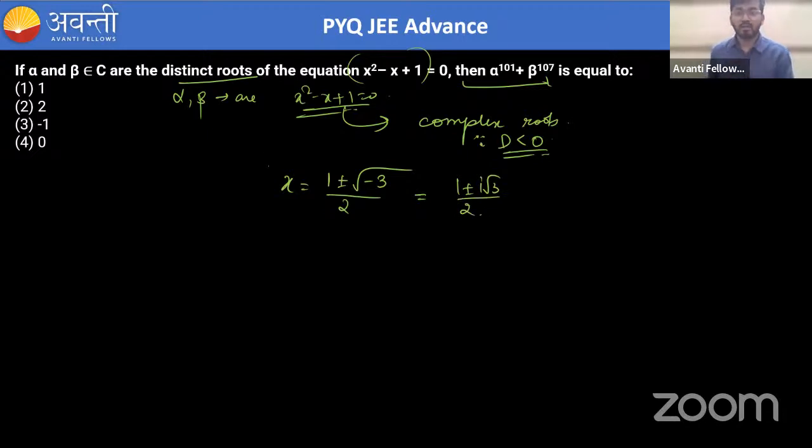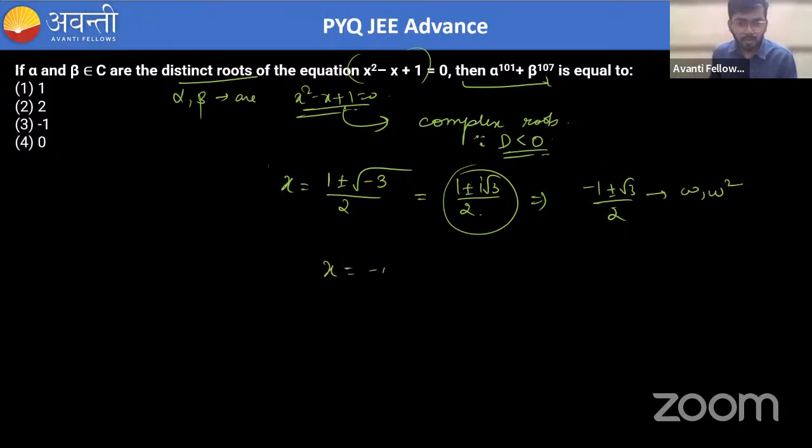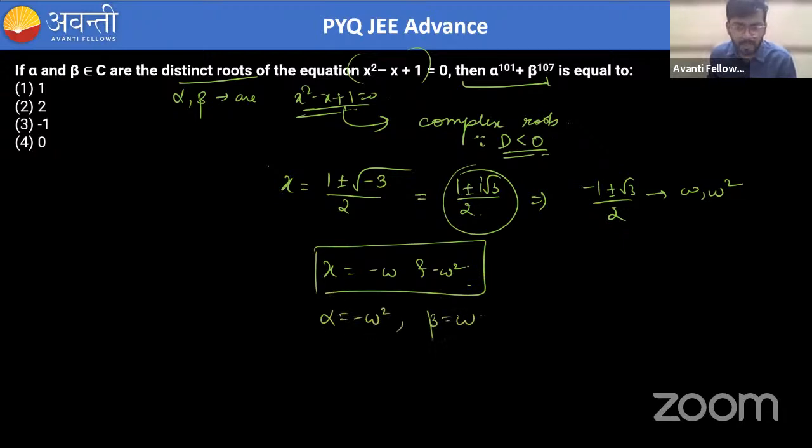So we all know that minus 1 plus minus root 3 i by 2 used to be what? Omega and omega square. So in this question, x will be equals to minus omega and minus omega square, right? So let alpha be equals to minus omega square and beta be equals to minus omega.